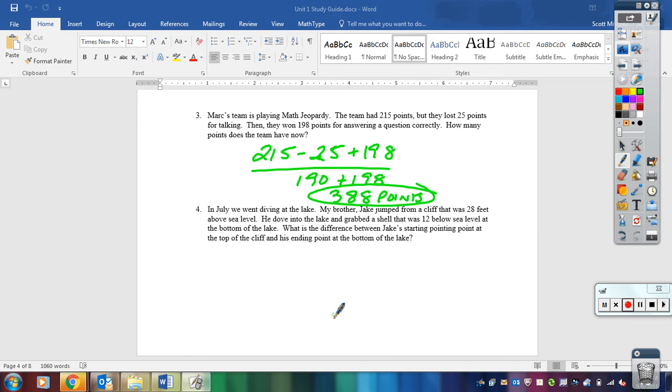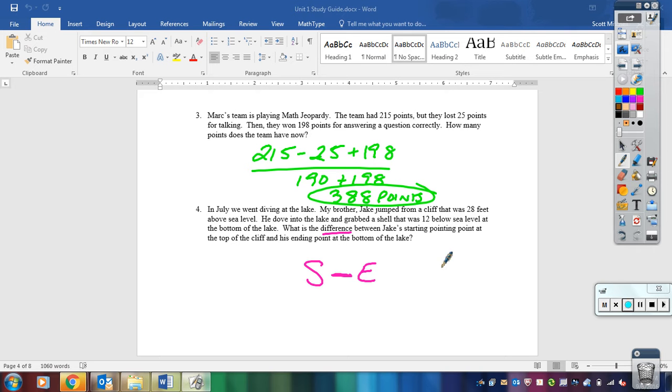In July, question number 4. In July, we went to the lake. My brother Jake jumped from a cliff that was 28 feet above sea level. He dove into the lake and grabbed the shell that's 12 feet below sea level at the bottom of the lake. What's the difference, which means subtraction? The difference between the starting point and the ending point.